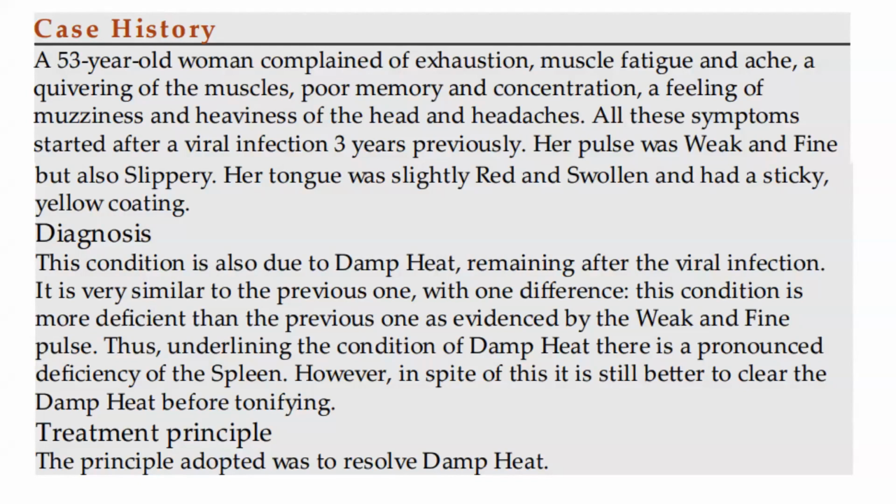Her pulse was weak and fine, but also slippery. Tongue slightly red and swollen and had a sticky yellow coating. The condition is also due to damp heat remaining after the viral infection. So this is similar to the previous one that we discussed, with one difference. This condition is more deficient than the previous one, as evidenced by the weak and fine pulse. Thus, underlying the condition of damp heat, there is a pronounced deficiency of the spleen. However, in spite of this, it is still better to clear the damp heat before tonifying. Treatment principle, resolve damp heat.